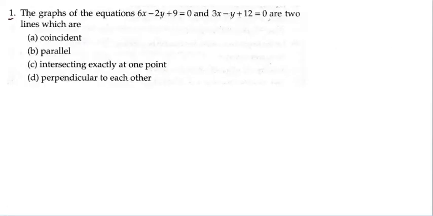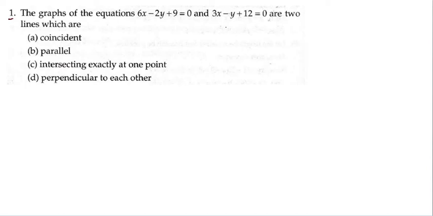So the first one: the graphs of the equations 6x minus 2y plus 9 equal to 0 and 3x minus y plus 12 equal to 0 are two lines which are coincident, parallel, intersecting exactly at one point, or perpendicular to each other. चलिए चेक करते हैं इसको.